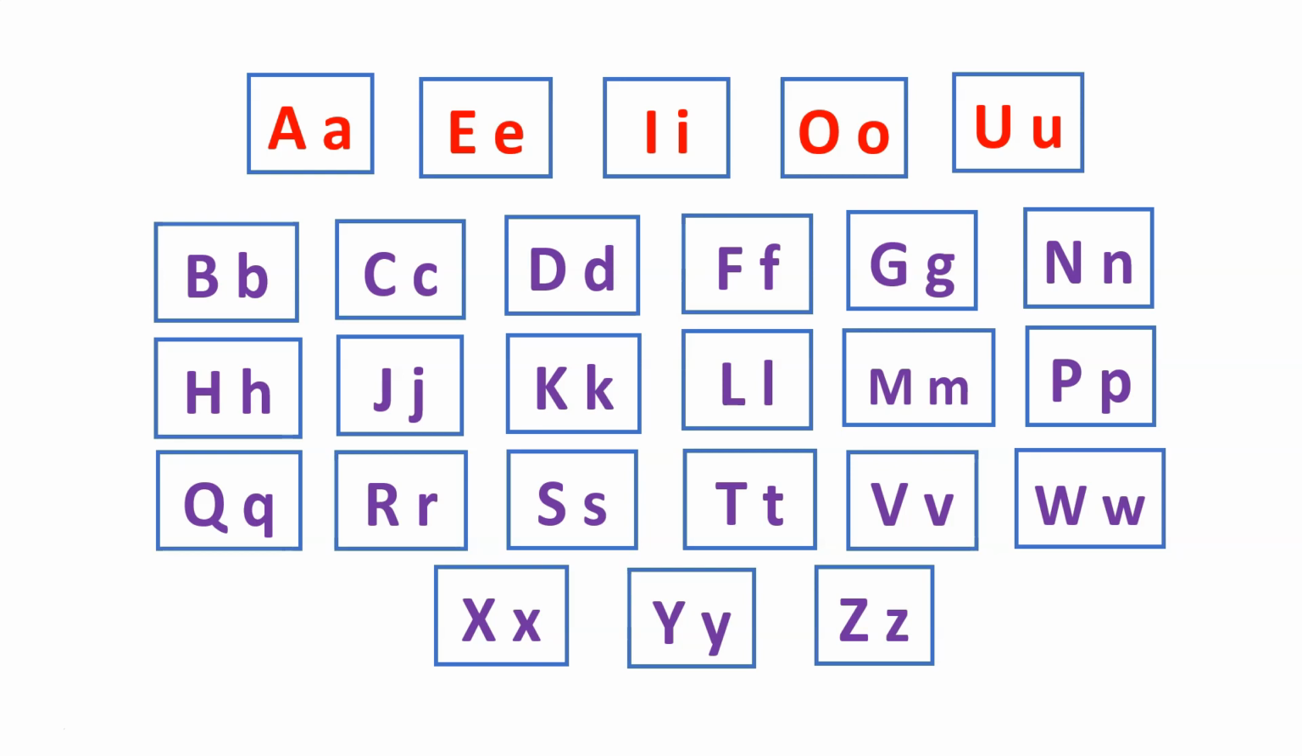Now, some letters have only one phonic name and some letters have one or more phonic names. Today, we are going to learn the phonic sound of letter C. So let's get started.